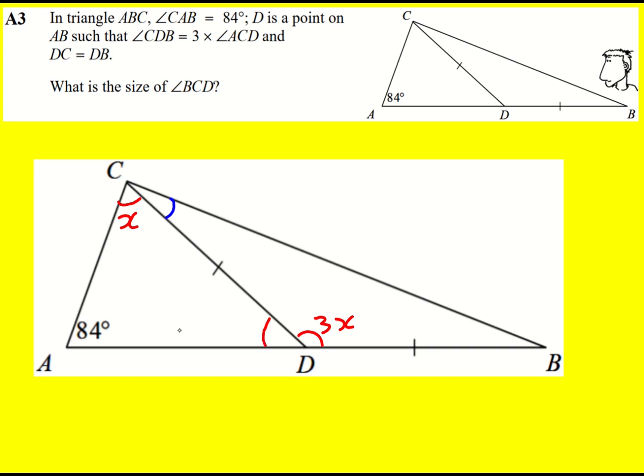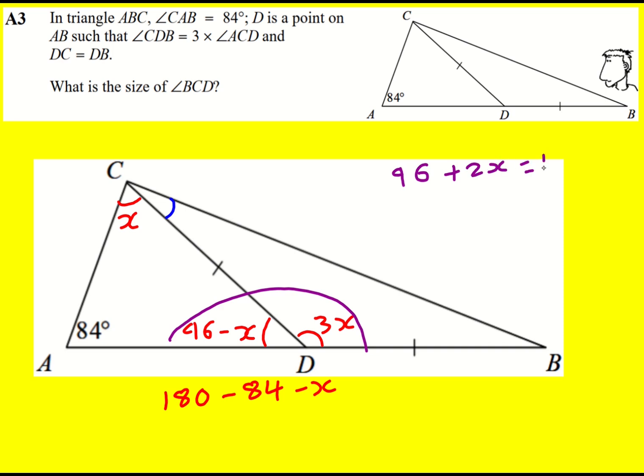So I can say that this here is going to be 180 minus 84 minus x, which is going to give me, if I minus 80, I get to 100. If I minus another 4, I get to 96. So this is 96 minus x. Okay, and now these two must add to 180. So 96 minus x plus 3x, or 96 plus 2x, will equal 180. Therefore, 2x will equal, if I minus 80, I'll get 16, minus another lot, I'll get 84. So 2x is 84, and therefore x is equal to 42.